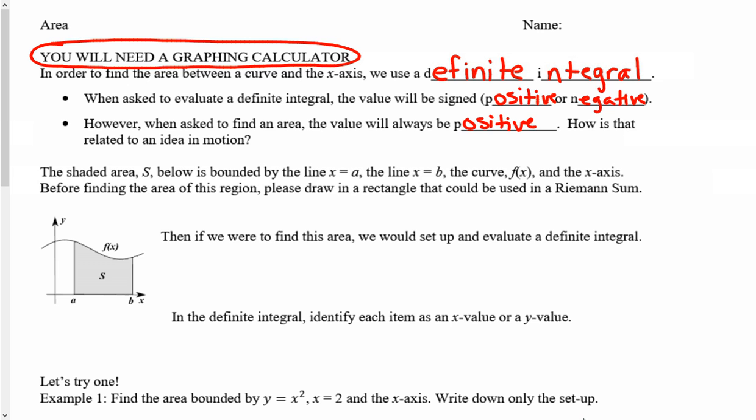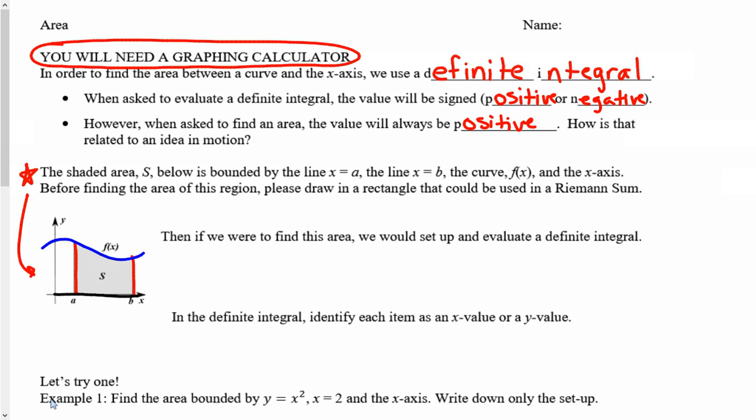So here we are with a shaded area S down here in this diagram. And we are bounded by the line x equals a. So here's one boundary. And the line x equals b. Here's our second boundary. We have our curve, which is f of x, and that's our curve right here. And we're also bounded by the x-axis, which is down here.